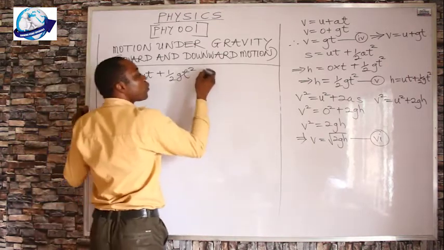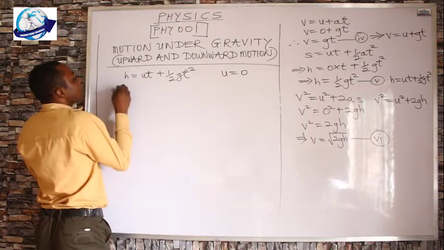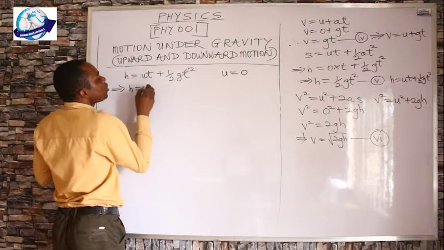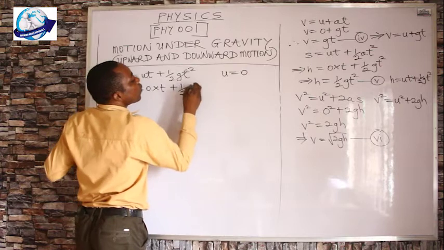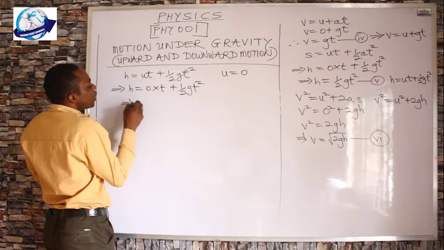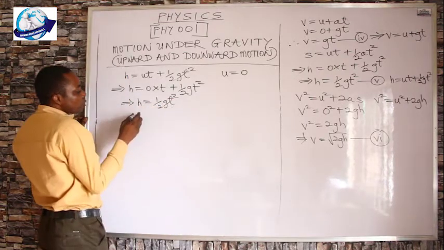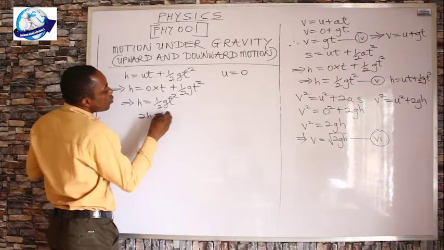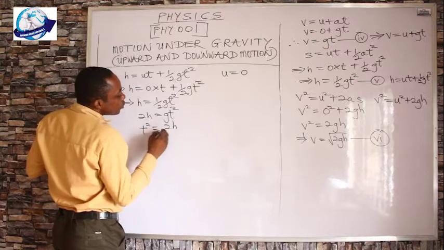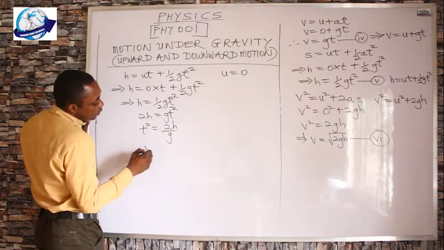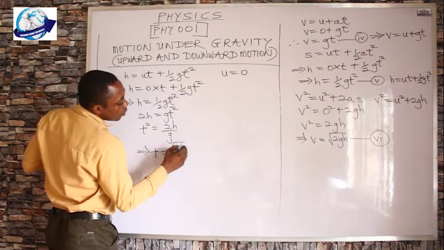Then we can say, from falling freely from a height, u is equal to 0. We fix it here. It implies that h is equal to u times t, and u is 0, plus half gt squared. Then h is equal to half gt squared. When you transform that, you have 2h is equal to gt squared. Then t squared is equal to 2h all over g. It implies that time t is equal to the square root of 2h all over g.